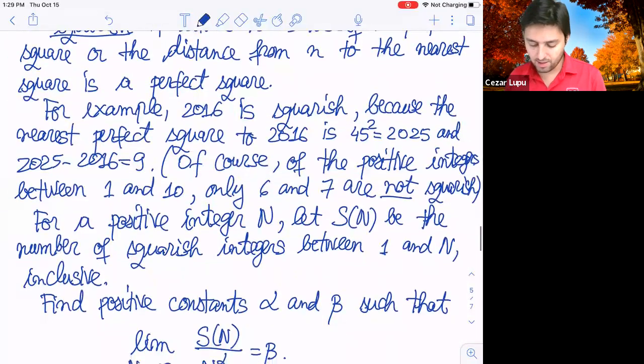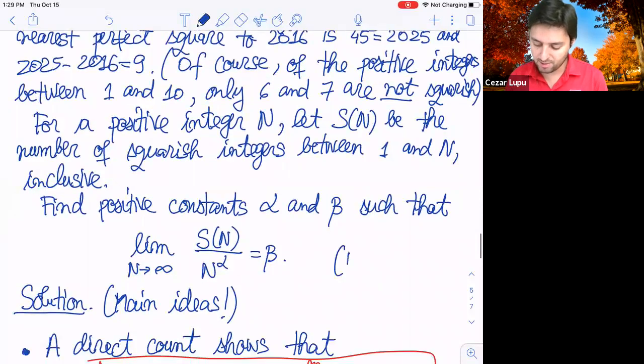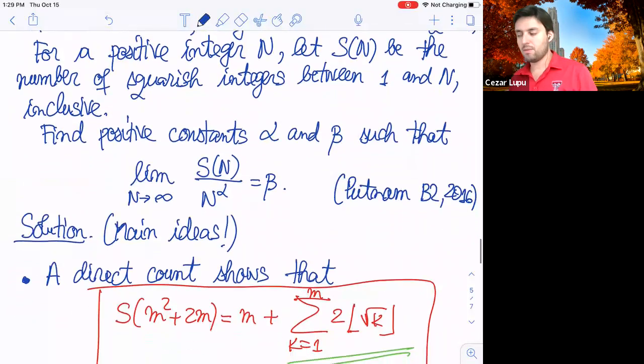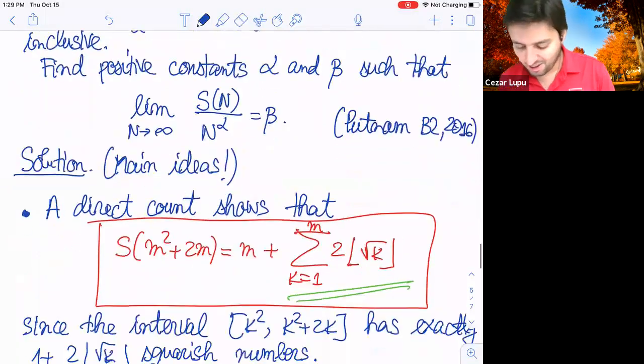Honestly, I forgot to say, this was a Putnam B2 in 2016. I would not rate this as a B2, honestly. Maybe a B3. I think it was a bit hard for a B2, but anyway, it is what it is. That was the problem. All right, so I think I want to do more now with other problems.